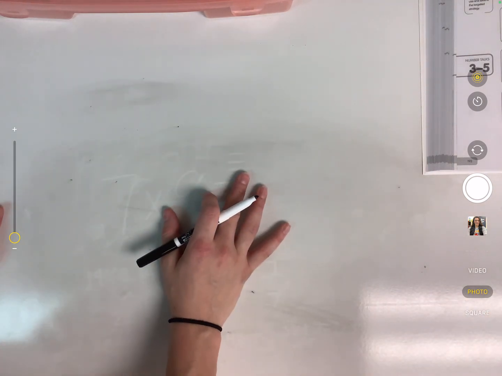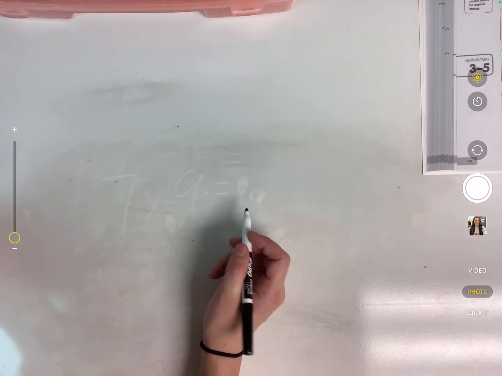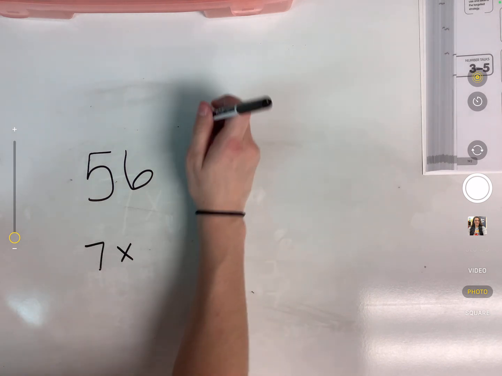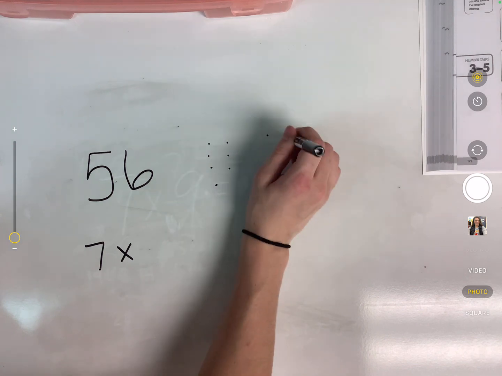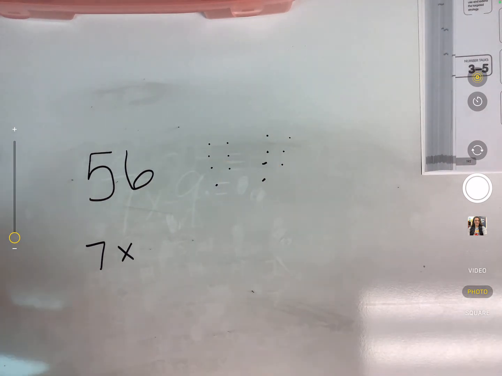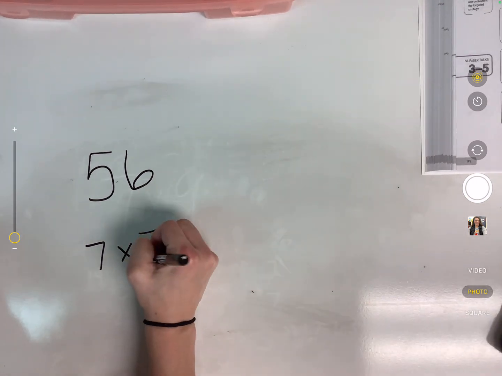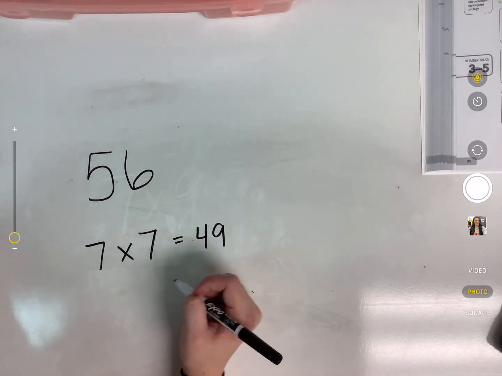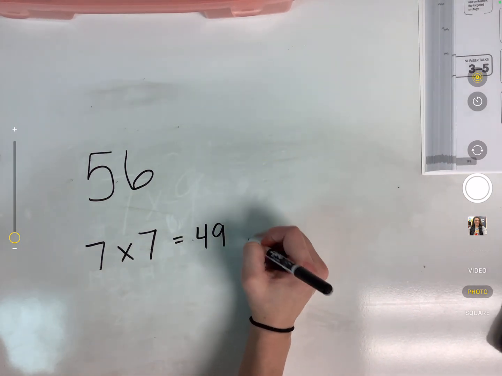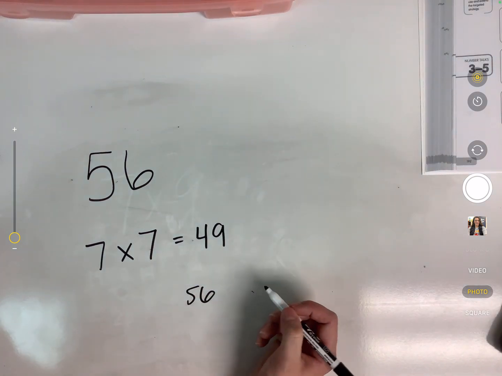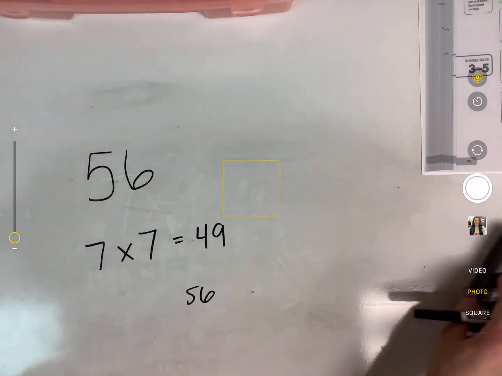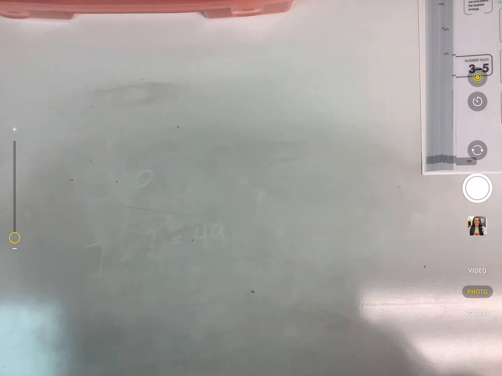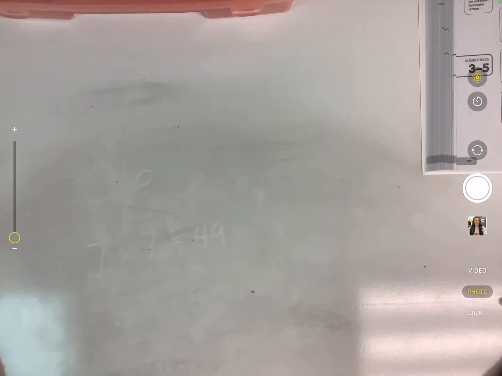Because when we move into division, and we won't move into that for a while, but when we do and I ask you to tell me 7 times what gets me to 56, instead of having to draw out 1, 2, 3, 4, 5, 6, 7, 1, 2, 3, 4, 5, 6, 7, all those dots, you could think, well, I know that 7 times 7 is 49, and then one more 7 would be 56, right? So that would be 8 7s to get you to 56.